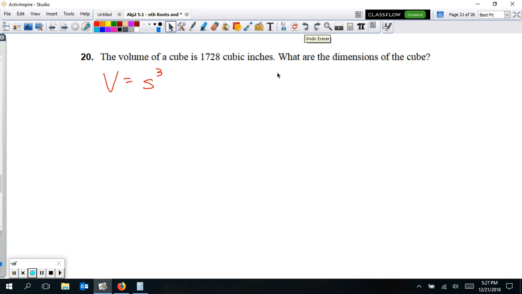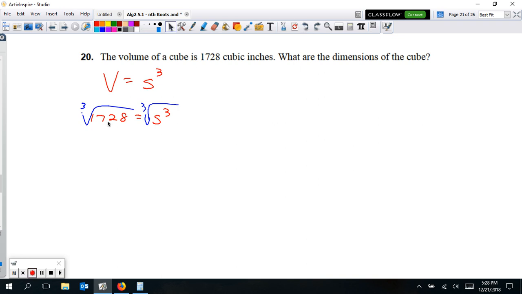And then we know, well, the V here in this one is 1728. So we can just plug that in. 1728 equals S cubed. And then solve for S. We're asking, what are the dimensions of this cube? We need to find what is the side length of this cube here. So take the cube root now of both sides. So that's what we're going to do here. We're going to take the cube root of both sides and just figure out what's the cube root of this 1728.